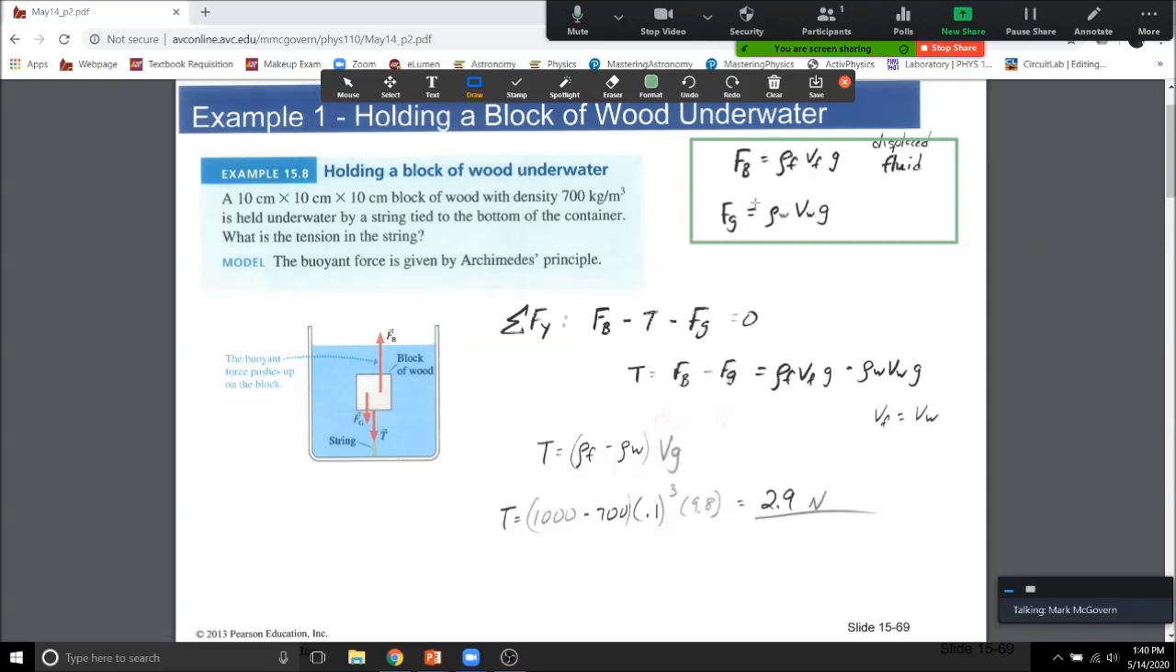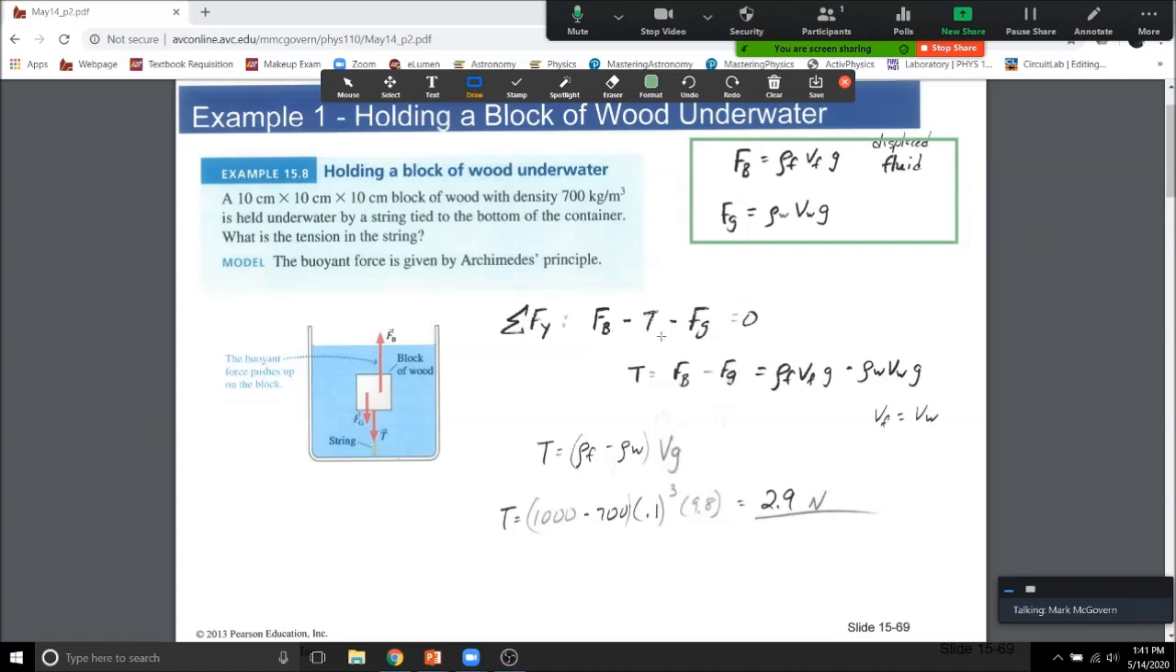Densities are different. Now, if these two things are equal to each other, then F net is 0, and this thing will simply be suspended. But that's not the case here. The fluid has a much larger density, so the buoyant force is larger. So if I do my summation of forces in the y direction, I get the buoyant force going upward, I get my weight going downward, and I have an additional tension that's holding the thing down.